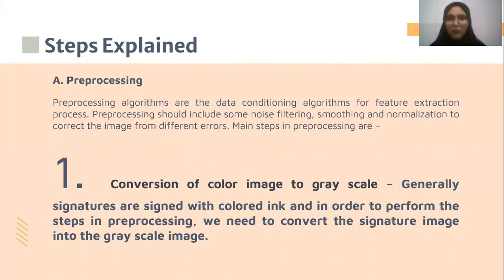The main steps in pre-processing are: the first is conversion of a color image to grayscale. Generally, signatures are signed with colored ink, and in order to perform the steps in pre-processing, we need to convert the signature image into a grayscale image. The purpose is to make the signature stand out and ready for feature extraction. It improves the quality of the image. It is used to reduce the variations and produce a more consistent set of data.